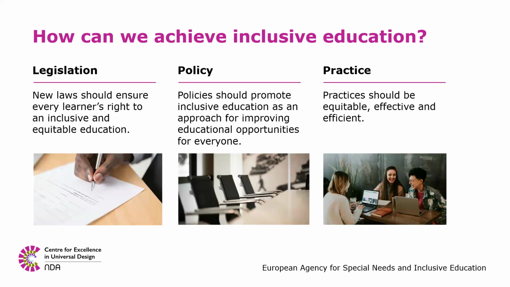So how can we achieve inclusive education? Firstly, looking at legislation, new laws need to ensure every learner's right to an inclusive and equitable education. Next, policies should promote inclusive education as an approach for improving educational opportunities for everyone. And finally, practices should be equitable, effective, and efficient.